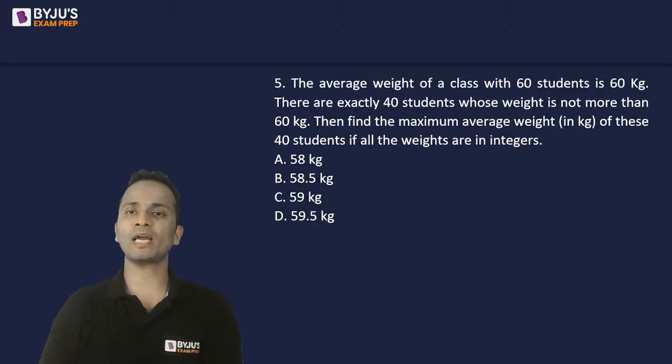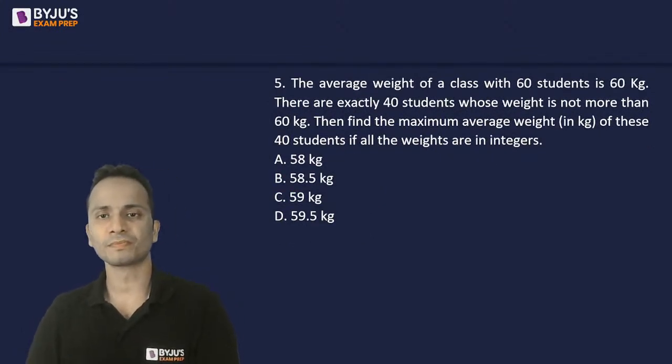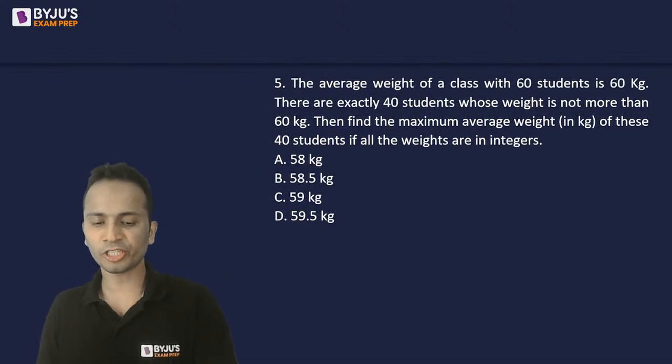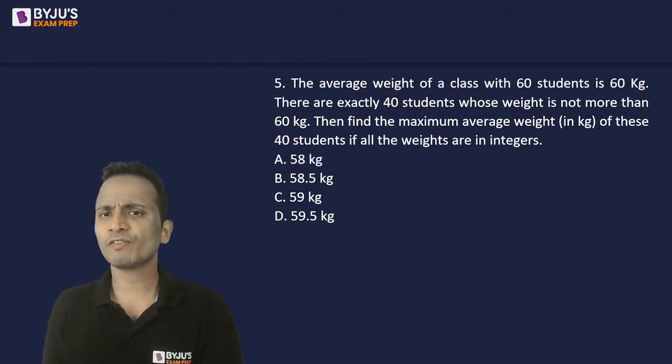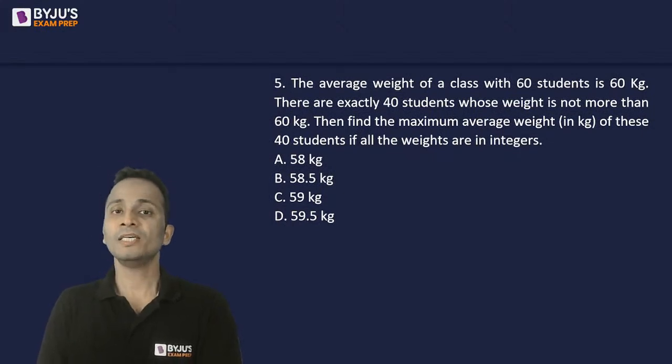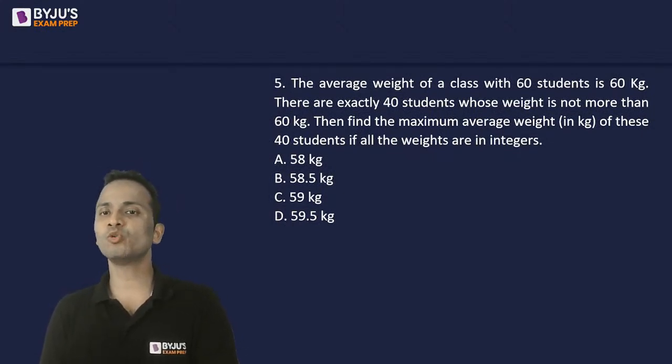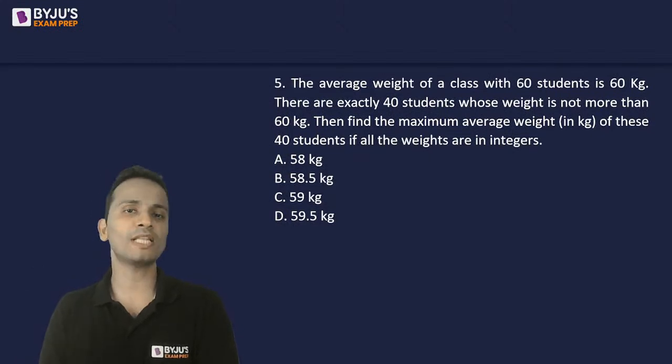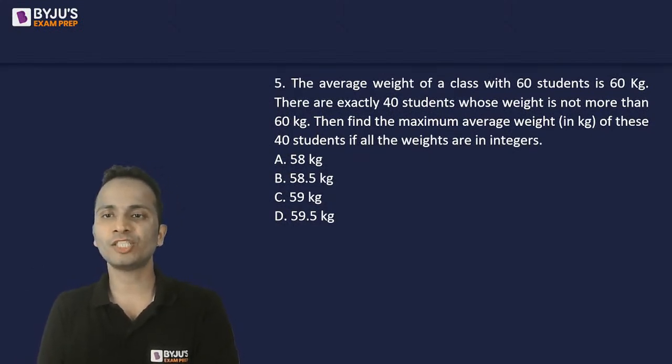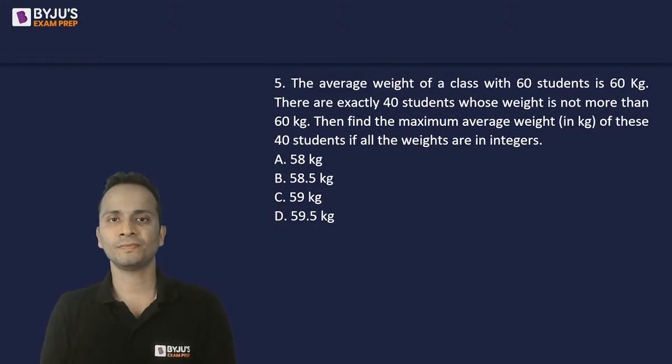Let's move on and look at question number 5. Now, this is a slightly tricky question. The average weight of a class of 60 students is 60 kg. There are exactly 40 students whose weight is not more than 60. Then find the maximum average weight of these 40 students if all the weights are in integers.